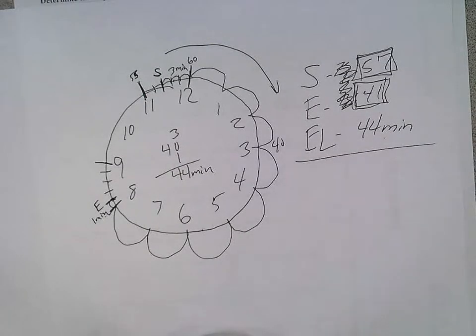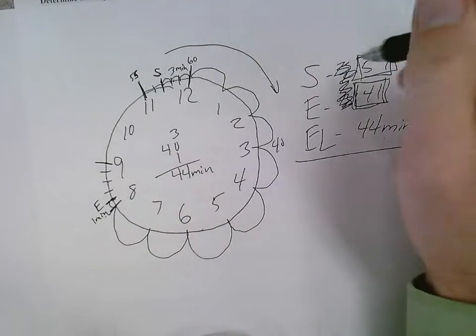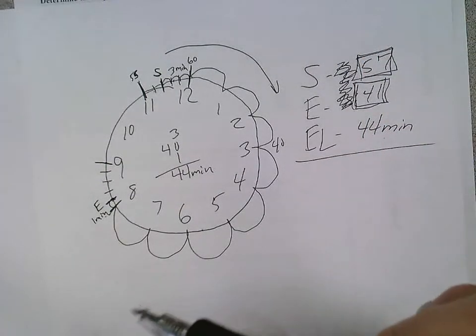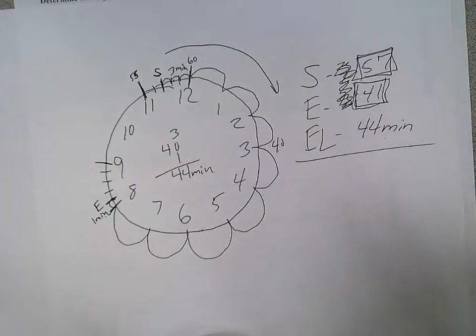So once again, to figure out your elapsed time, you find the start time and the end time. Then on your clock, you mark the start time. Then you mark the end time. And then you travel from the start time to the end time clockwise.